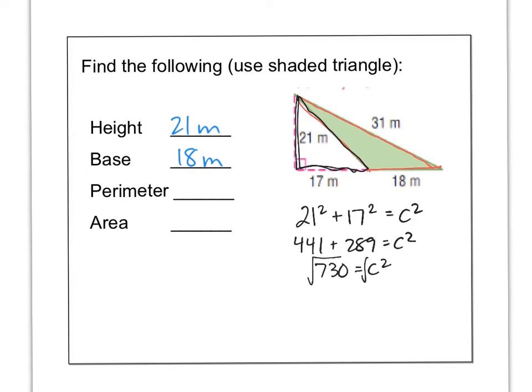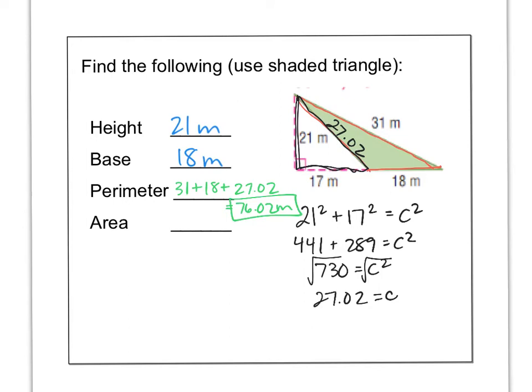Take the square root, and I get 27.02. 27.02 is the third side of our triangle, so this side right here. So now to get the perimeter around the shaded triangle, we're going to add the 31 plus the 18 plus the 27.02. And all together I get 76.02 meters.